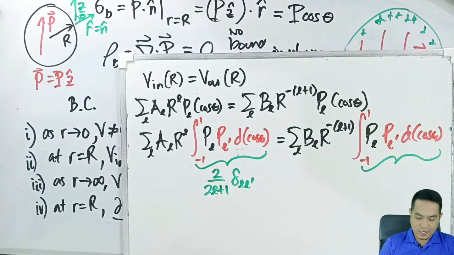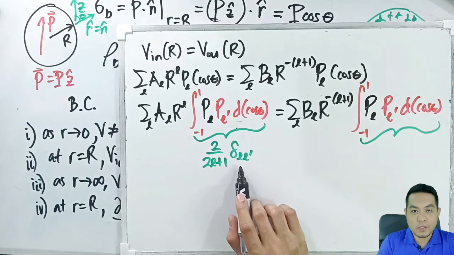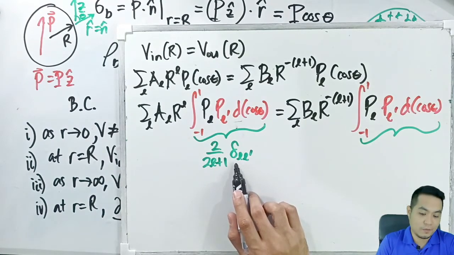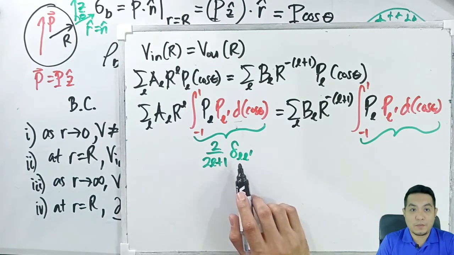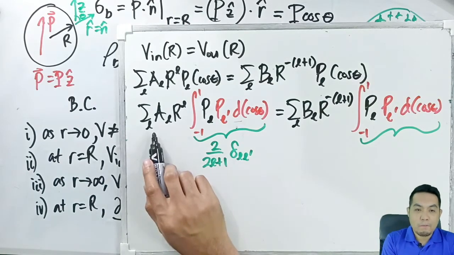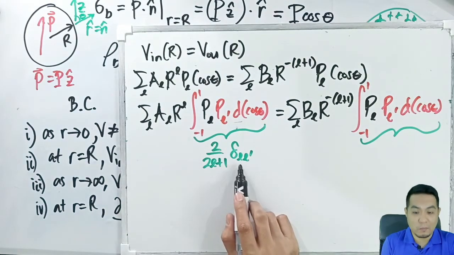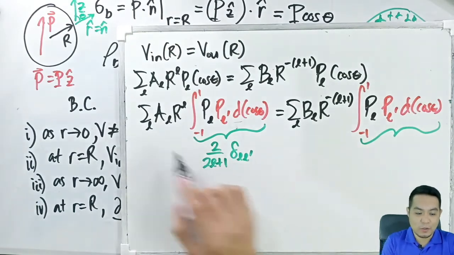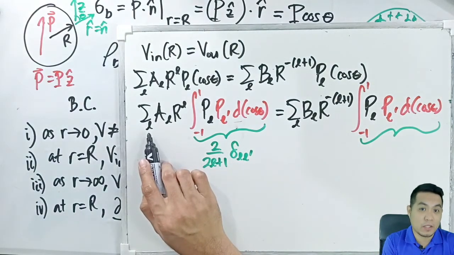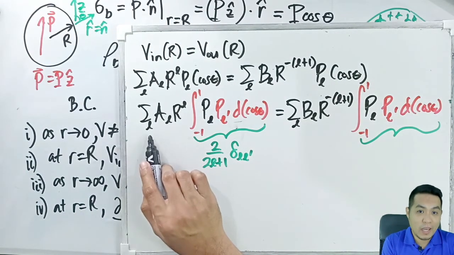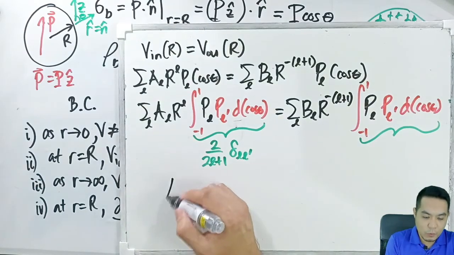So what will happen here? Because of this delta function, you are forced to take only the value of L in the summation which is equal to L prime. Because if L is not equal to L prime, this is equal to 0. So only one term in the summation will survive, the term L equal to L prime.